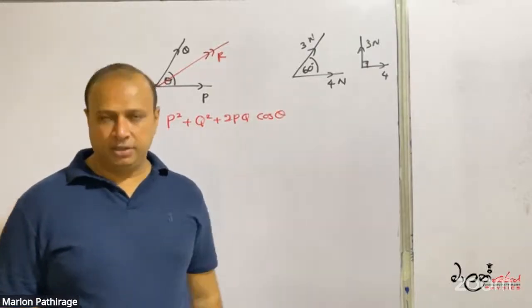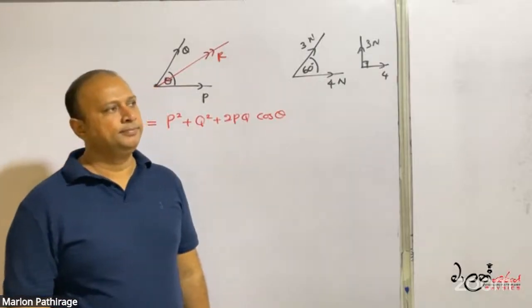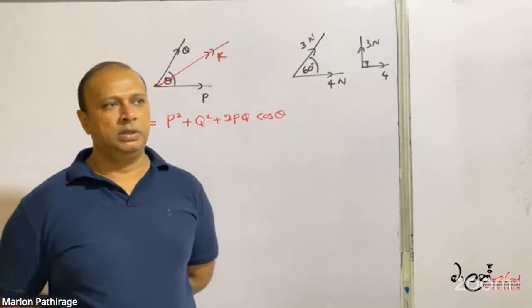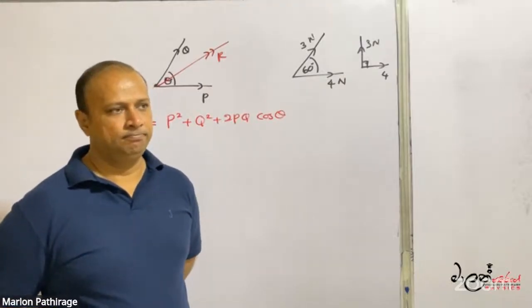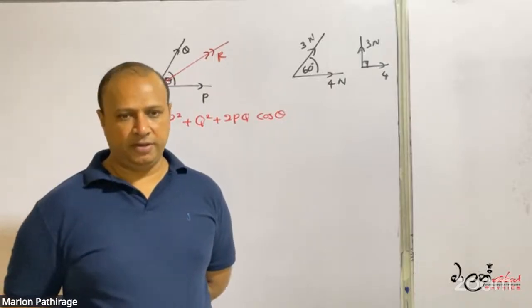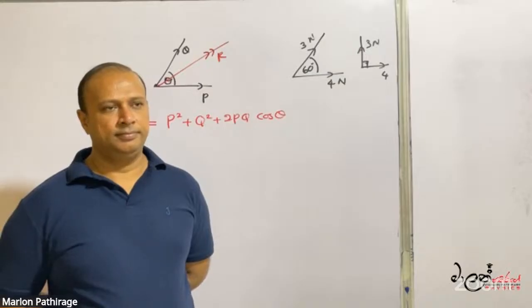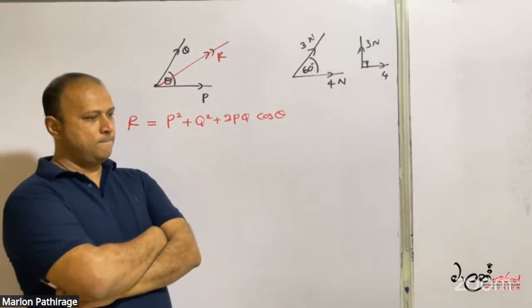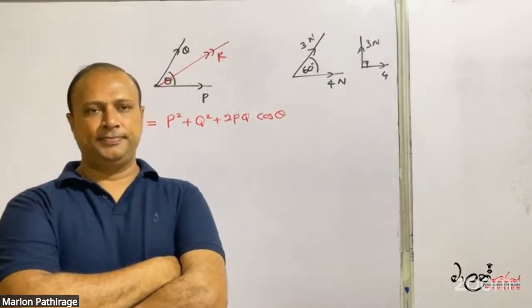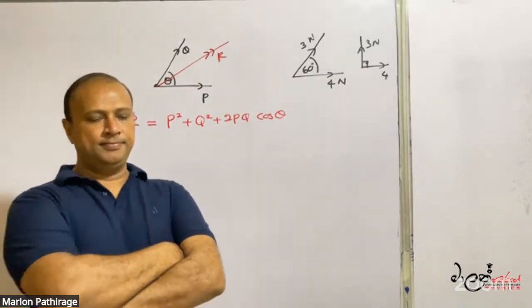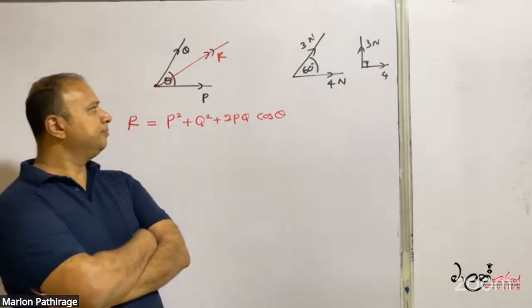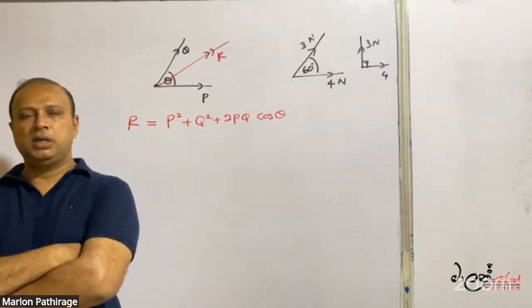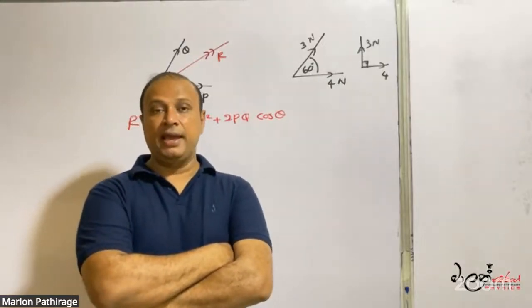The resultant vector of two given vectors varies according to the angle between them.